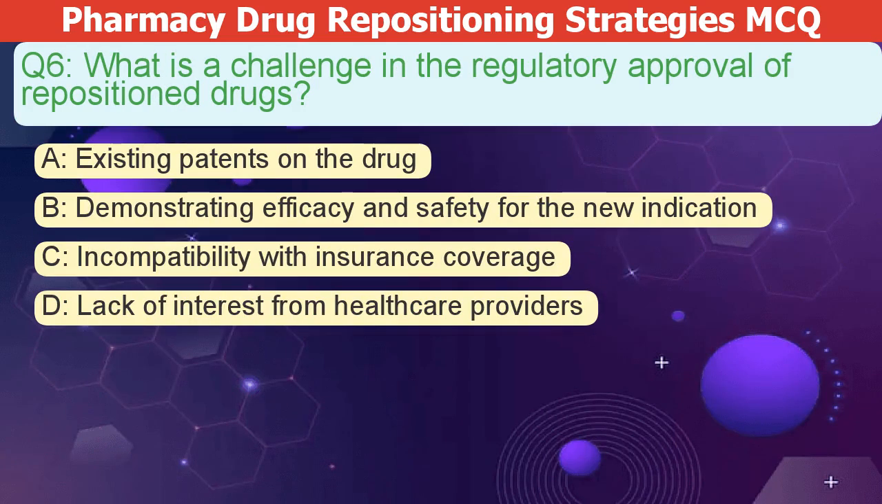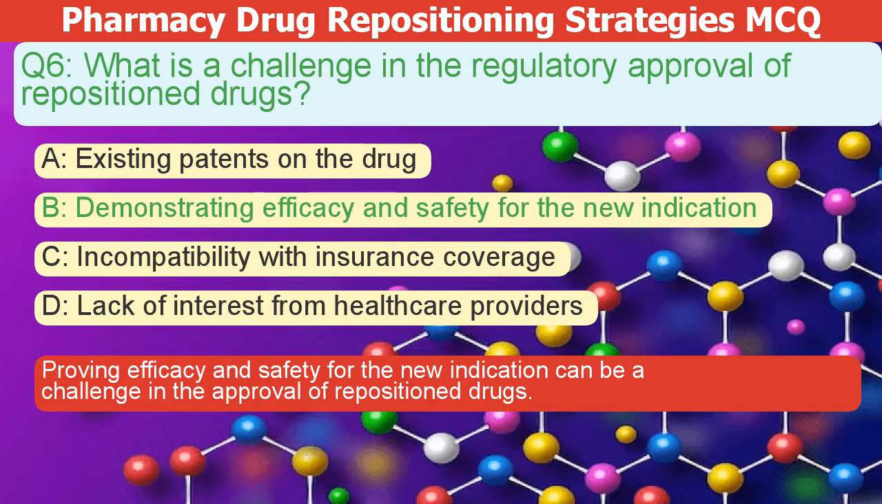What is a challenge in the regulatory approval of repositioned drugs? A. Existing patents on the drug. B. Demonstrating efficacy and safety for the new indication. C. Incompatibility with insurance coverage. D. Lack of interest from healthcare providers. The correct answer is B. Proving efficacy and safety for the new indication can be a challenge in the approval of repositioned drugs.